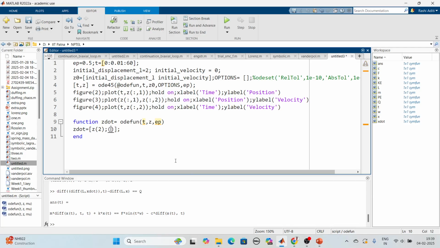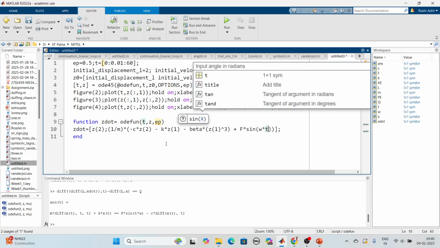We have 1 divided by m into minus c z2 minus k z1 minus beta z1 cube plus f into sine omega into t. I hope this is clear.